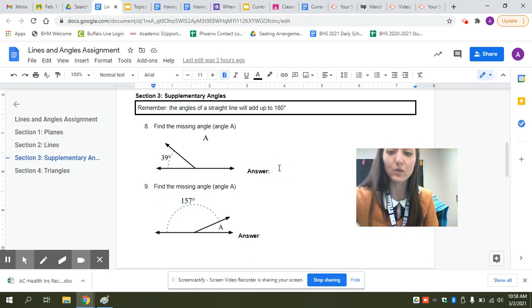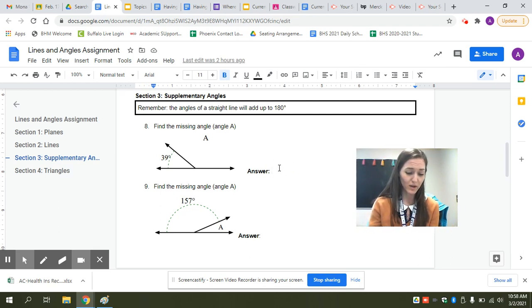Or because I am a social studies teacher and not a math teacher, I'm going to go ahead and just type that into my calculator. So I know the straight line's 180. I know I have 39 degrees right here. So that means this missing one will be 141. If I add those two up, they equal 180.